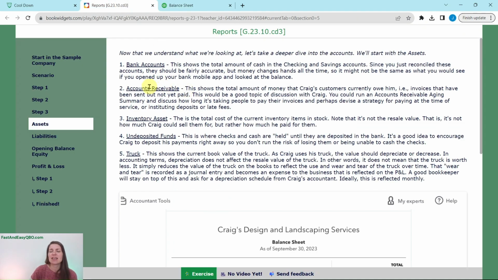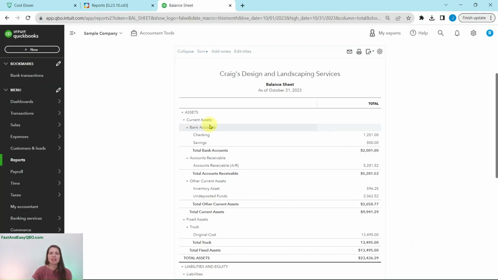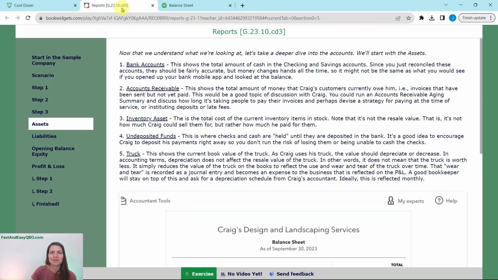The next area is the accounts receivable. This shows the total amount of money that Craig's customers currently owe him, or invoices that have been sent but they have not been paid yet. This would be a really good topic of conversation with Craig. You can always run an accounts receivable aging summary and discuss how long it's taking people to pay their invoices, and then perhaps devise a strategy for paying at the time of service or instituting deposits or late fees. So accounts receivable is the next area down here.